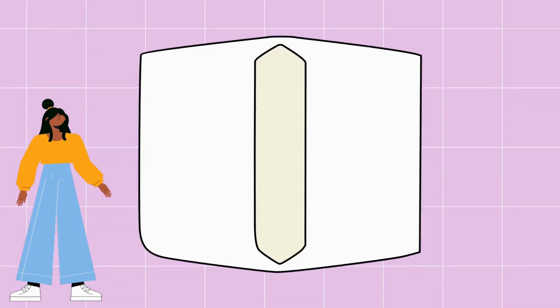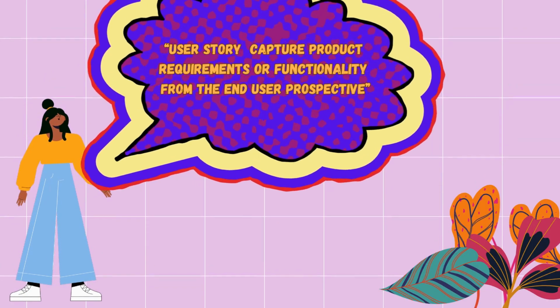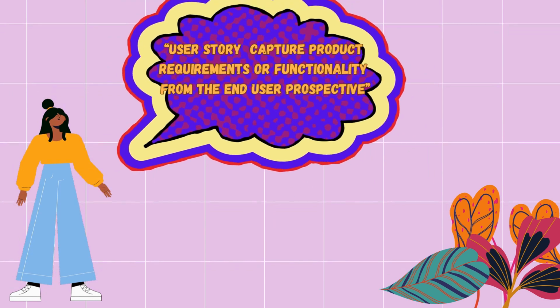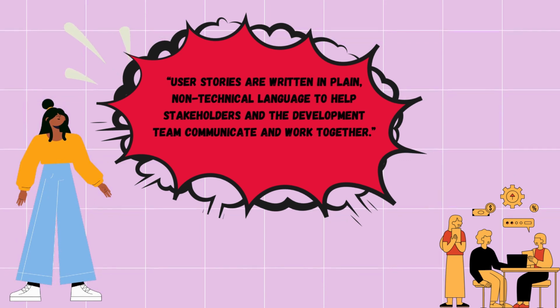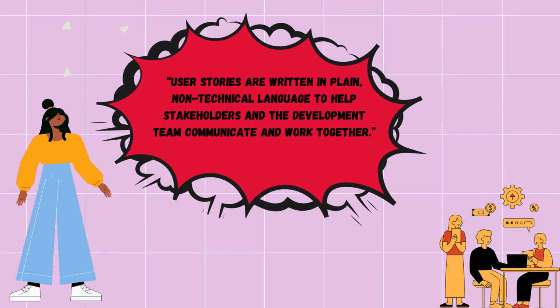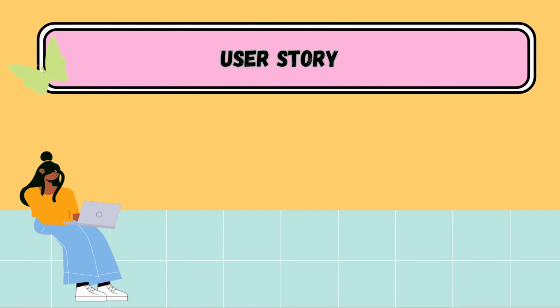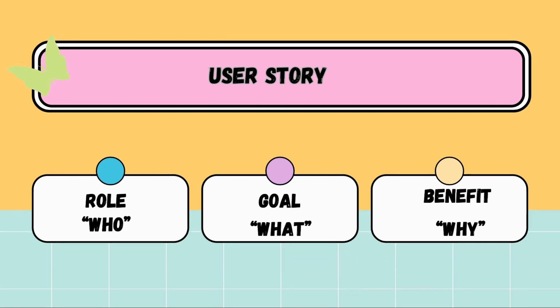Though we covered the definition of a user story in our earlier video, let's recap briefly. The most popular Agile term for capturing product requirements or functionality from the perspective of the end user is user story. Generally, user stories are written in plain, non-technical language to help stakeholders and the development team communicate and work together. A user story typically follows a specific format, known as the "As a role, I want goal, so that benefit" structure. This format helps capture the who, what, and why of a particular feature or functionality.